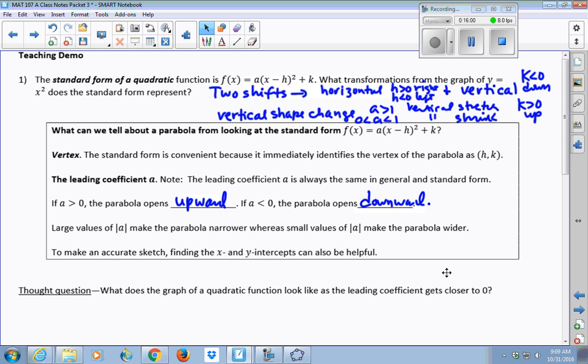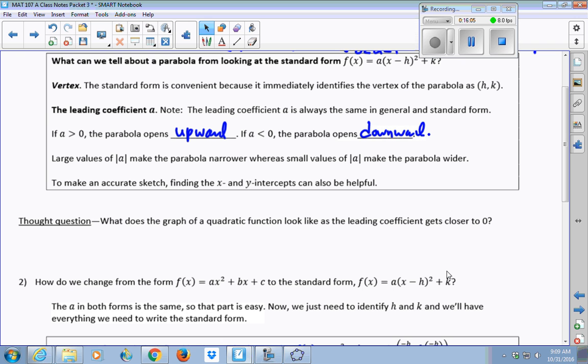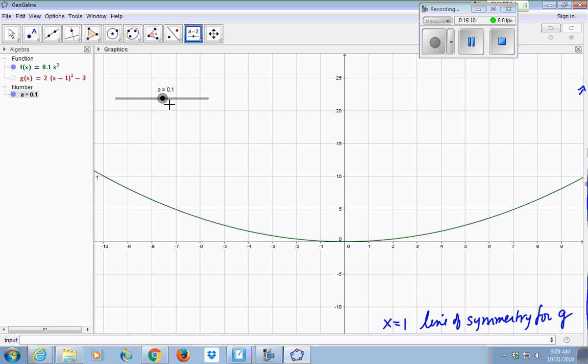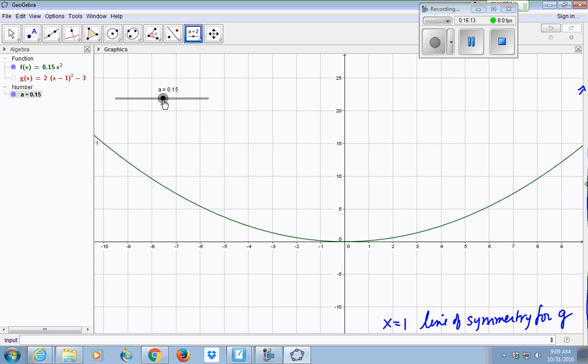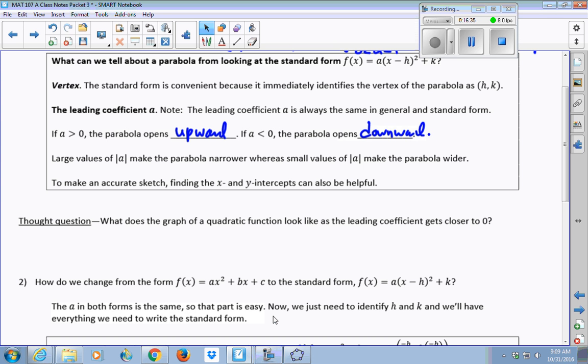So here's a little thought question. What does the graph of a quadratic function look like as the coefficient gets closer and closer to 0? What happens to this graph as I get closer and closer to 0? I can't get any closer than right there, but if I could keep getting closer, what do you think is going to happen to this parabola? Yeah, it becomes a straight line, because as you get closer and closer to 0, remember at 0, we no longer have a parabola, it's a linear function. So yes, it gets straighter and straighter and straighter.